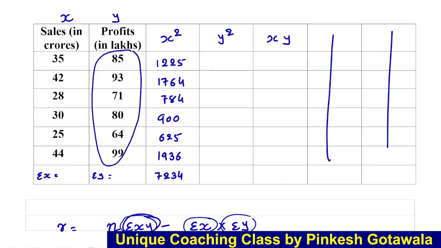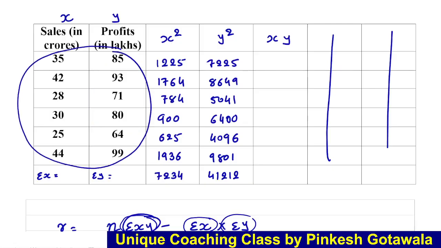Now y square. 85 is 7225, 93 is 8649, 71 is 5041, 80 is 6400, 64 is 4096, 99 is 9801. Total 41212.